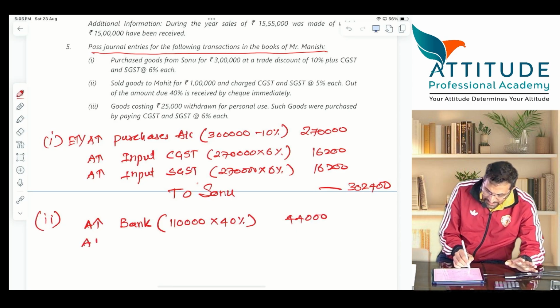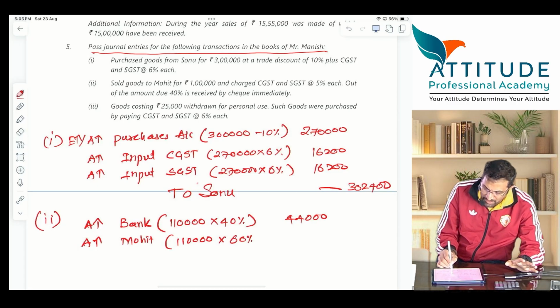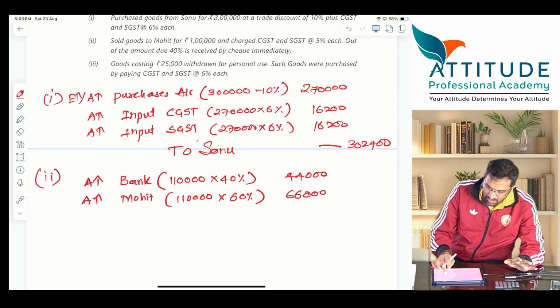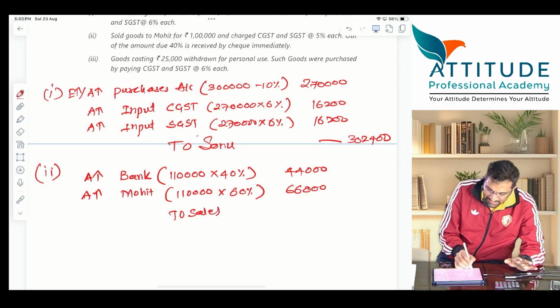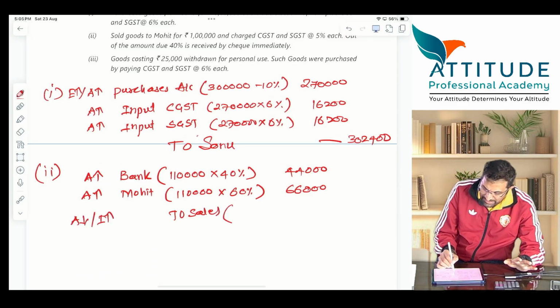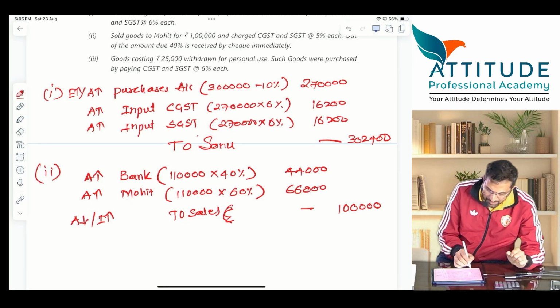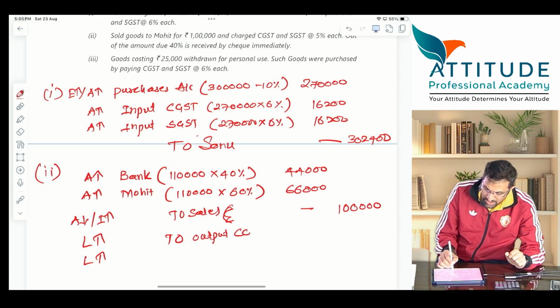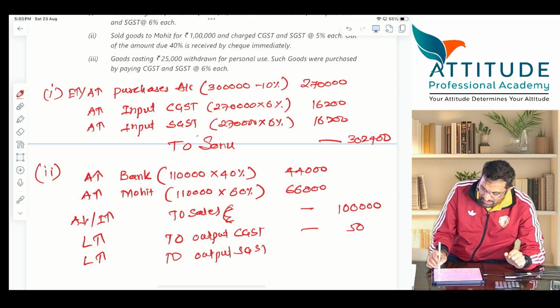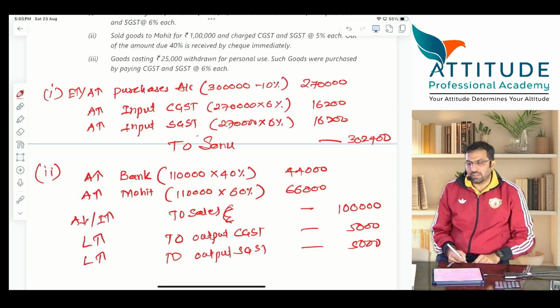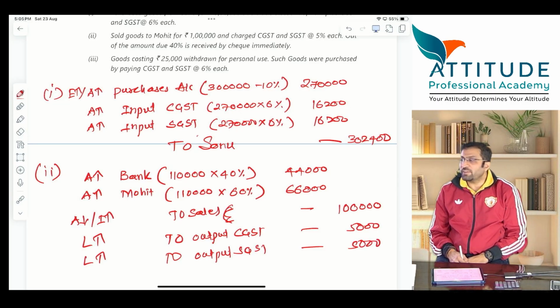Remaining 60% is yet to be received. From whom? Mohit. Asset increases, debtors increases. Mohit account debit 1,10,000 into 60%. You know where this 1,10,000 comes from, right? Including GST: 66,000. To sales: either asset reduces or income increases. Sales will not include GST, it will be excluding GST: 1 lakh. Correct? Payable, liability increases. Two liabilities: to output CGST, to output SGST. I think 5,000 each. 5,000. Clear? All of you there?